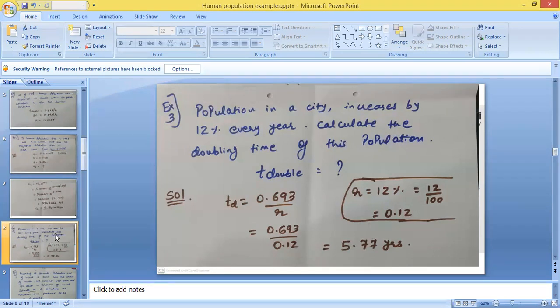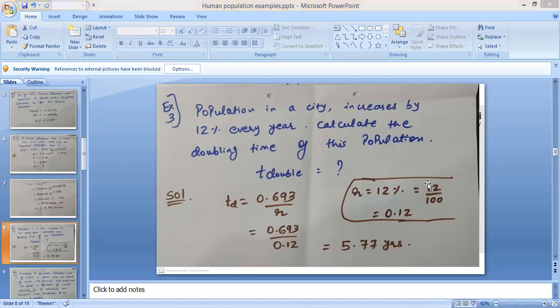So growth rate is 12%. I don't want a percentage, so if I want to remove the percent sign, I have to divide it by 100. So 12 divided by 100 is 0.12. So T double is equal to 0.693 divided by r, which is 0.12. So 0.693 divided by 0.12.